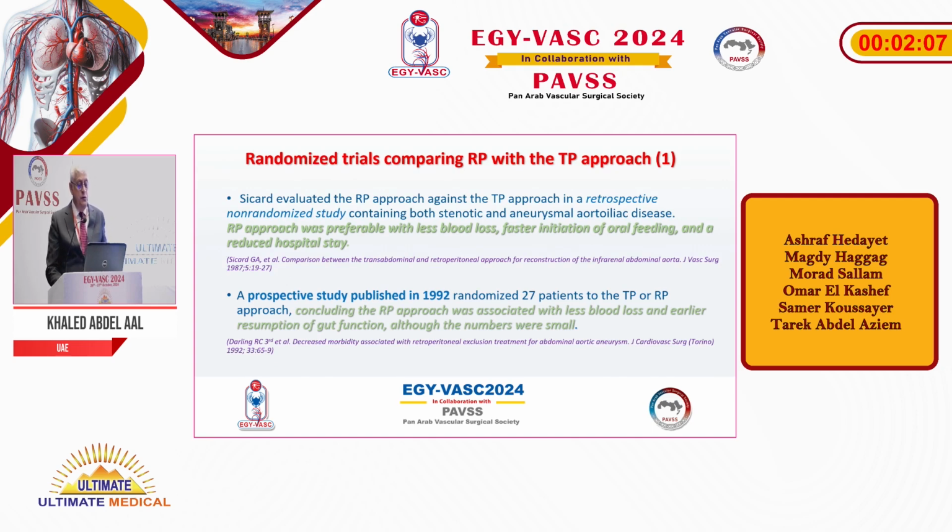Studies comparing retroperitoneal to transperitoneal approaches were started by Sicard in 1987, when he evaluated the retroperitoneal approach against the transperitoneal in a retrospective non-randomized study containing both stenotic and aneurysmal aortic disease. He concluded that the retroperitoneal approach was preferable, with less blood loss, faster initiation of oral feeding, and reduced hospital stay.